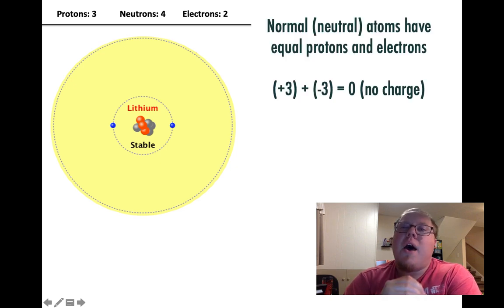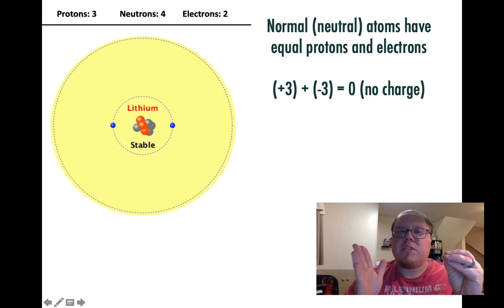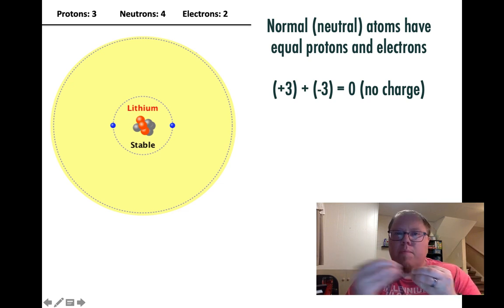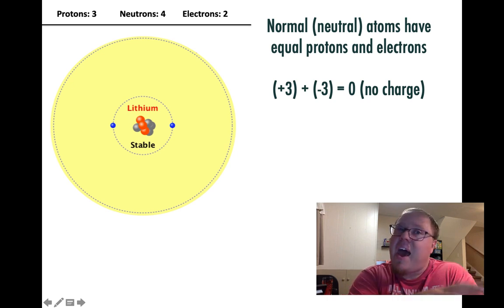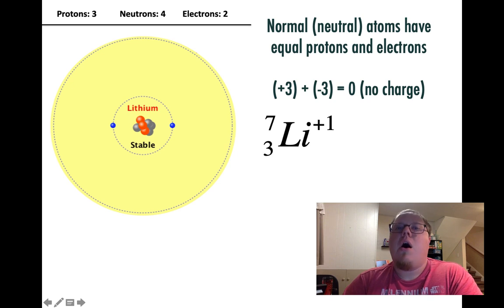But the normal atoms have equal protons and electrons, and since the protons are positively charged and the electrons are negatively charged, that +3 and that -3 cancel each other out, giving the whole atom no charge overall. It's just a neutral atom without any charges, positive or negative. However, if in this atom you have a different number of electrons than protons, you would get what's called a charged atom.